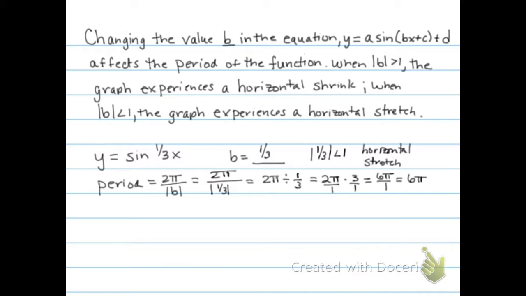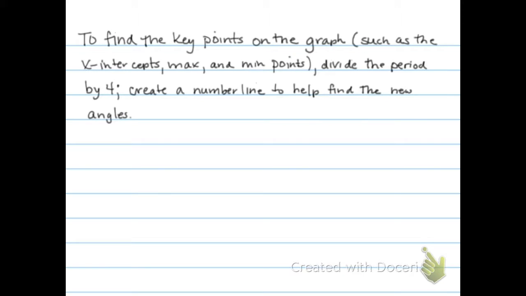And this also means that my angles are not going to be the same as my angles for my original parent graph because my period changes. So I have to find the 5 key points on the graph. So the 5 key points are the x-intercepts, the max and the min points. So what we're going to do, we're going to take the period and divide it by 4.